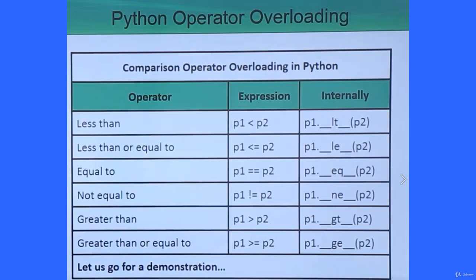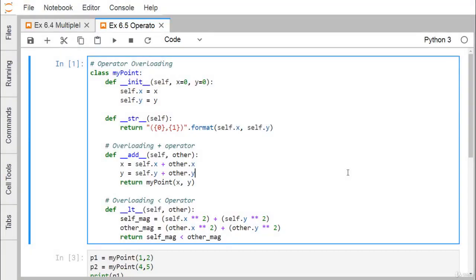So let us go for one practical demonstration on this concept, that is operator overloading, for your better understanding. So here is the demonstration for you. In this session, we are going to demonstrate and illustrate operator overloading which has to be done in our Python programming. We have defined one class, the name of the class is myPoint.